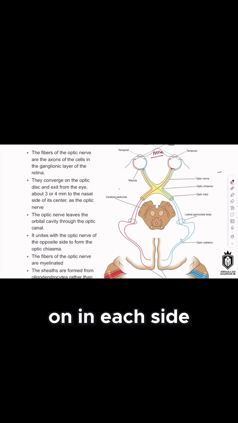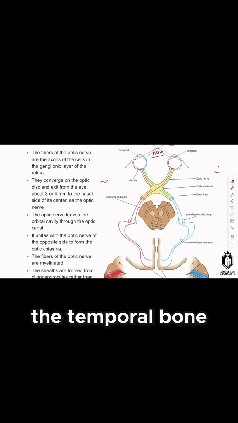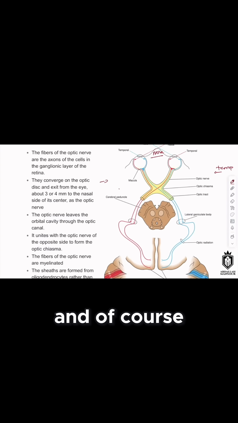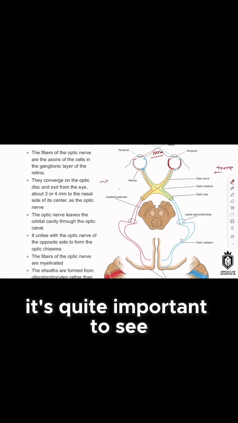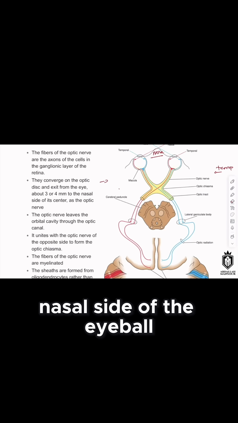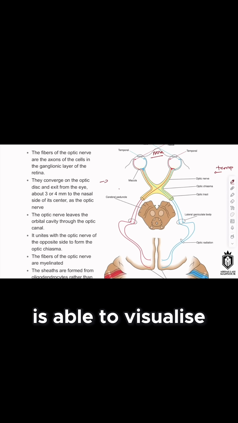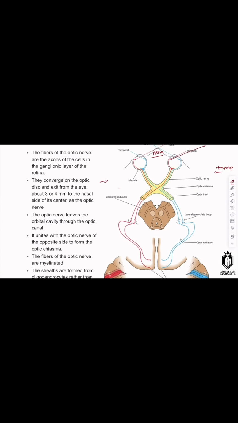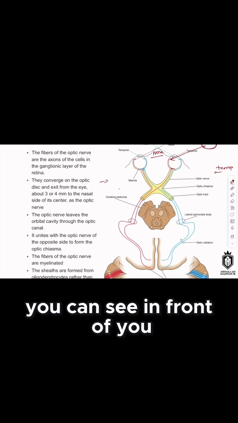And on each side there will be the temporal bone. This is called the temporal bone. And of course, this is the eyeball, and this is the nasal side of the eyeball, and this is the temporal side of the eyeball. However, it's quite important to see that the nasal side of the eyeball is able to visualize the temporal side of the space, right? Or what you can see in front of you.